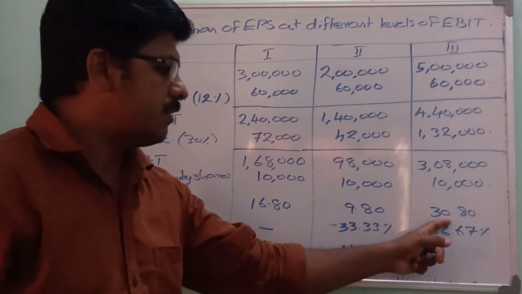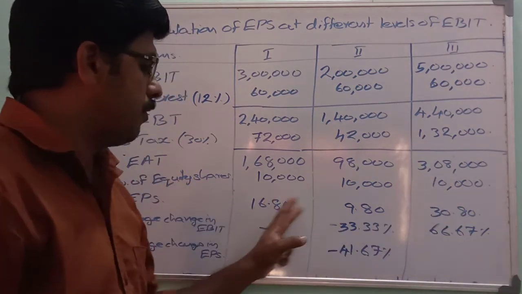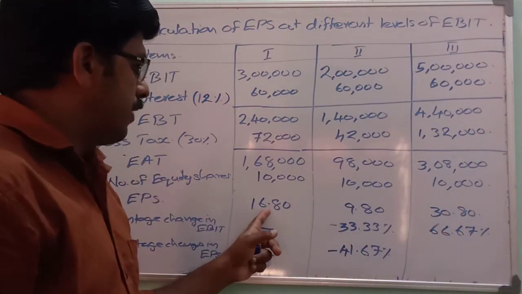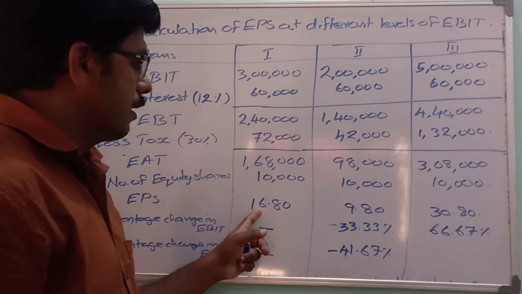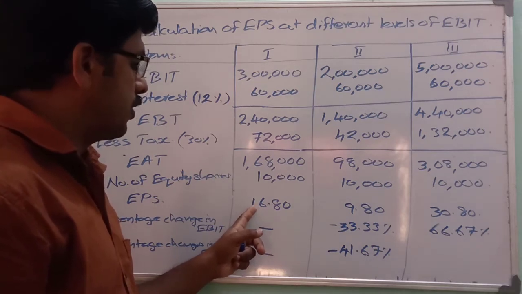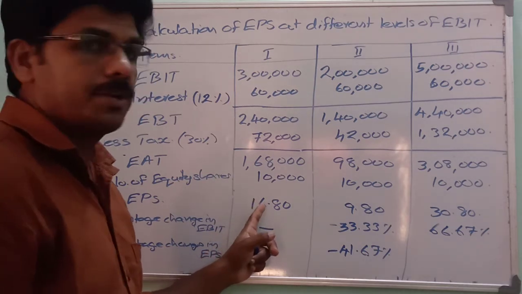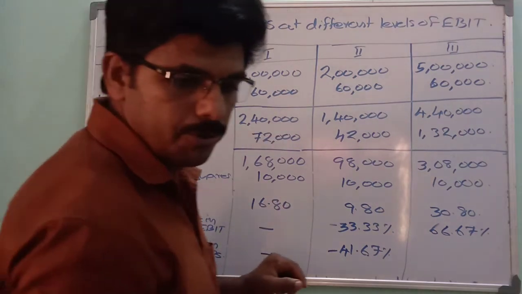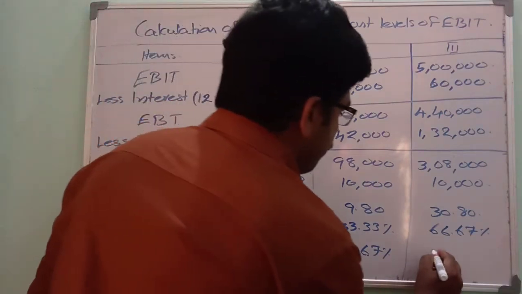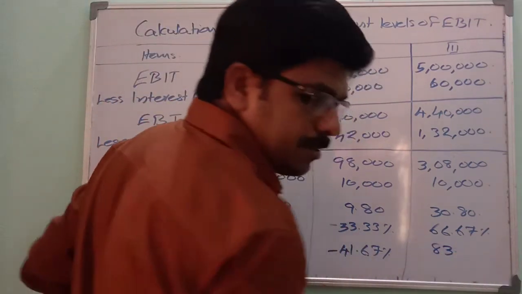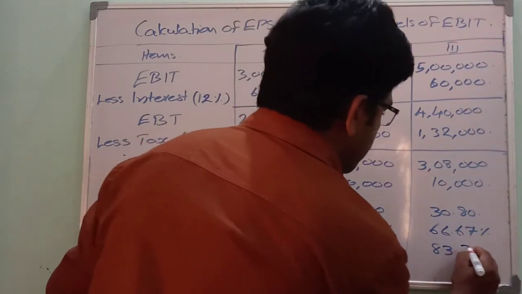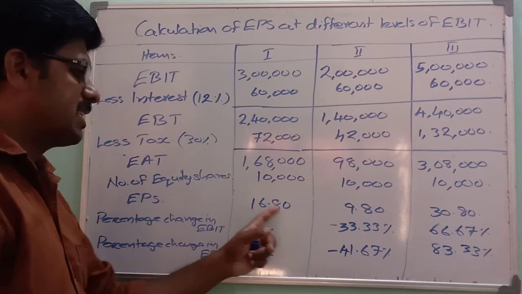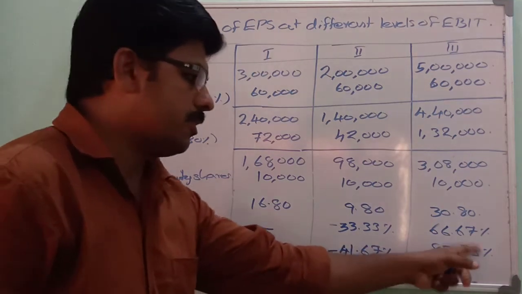Then 16.80, compare it with 30.80. What is the difference? The difference is 14 rupees. 14 divided by 16.80 into 100, that is equal to 83.33%.